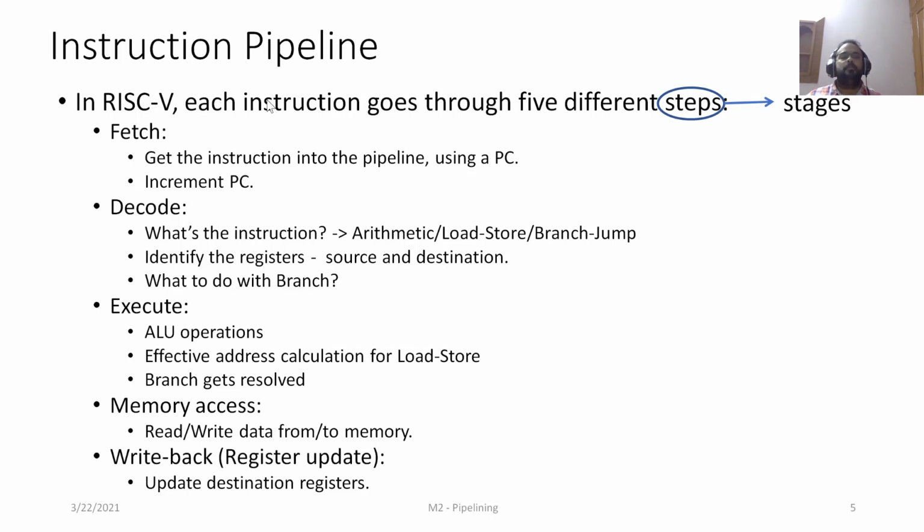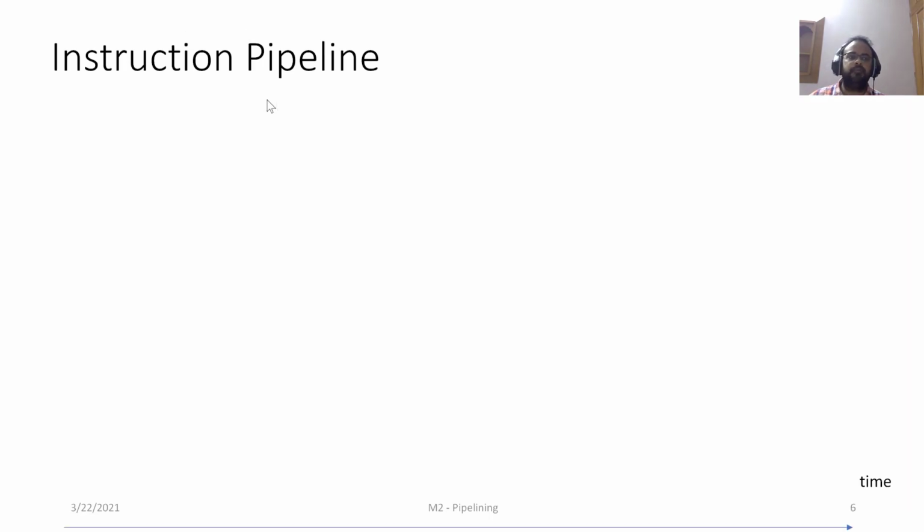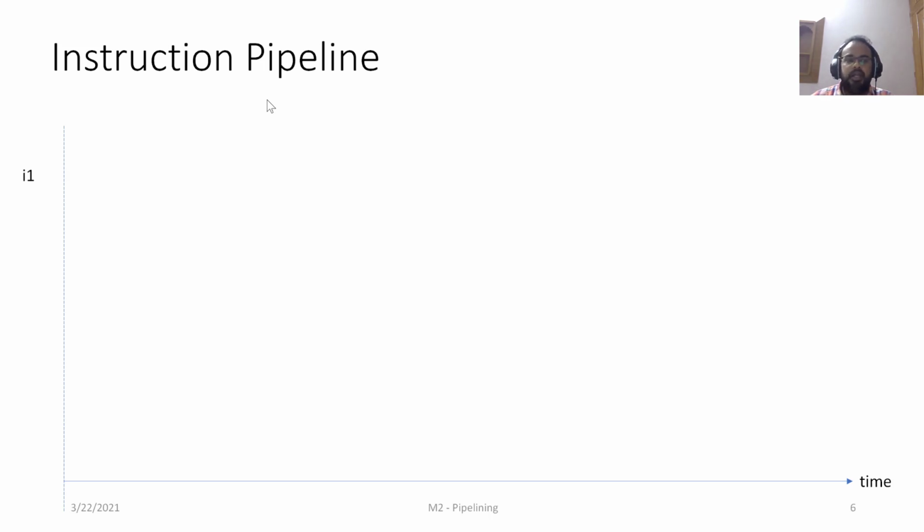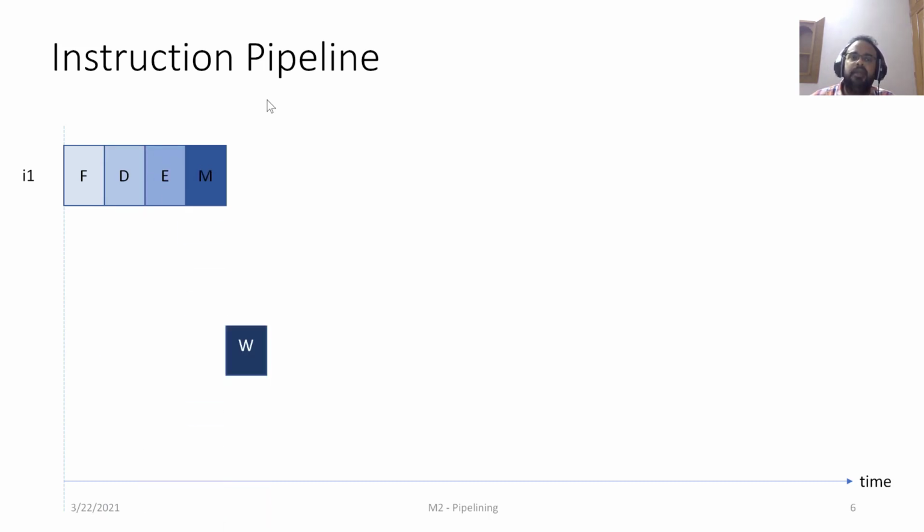Now let's try to pipeline all these stages and see what happens. Again, we have the timeline, and let's start with instruction 1. Instead of visualizing it as one single operation, now we'll be visualizing it as 5 different stages. The very first stage is fetch, followed by decode, execute, memory access, and write back. So in cycle 1, instruction 1 would be fetched.